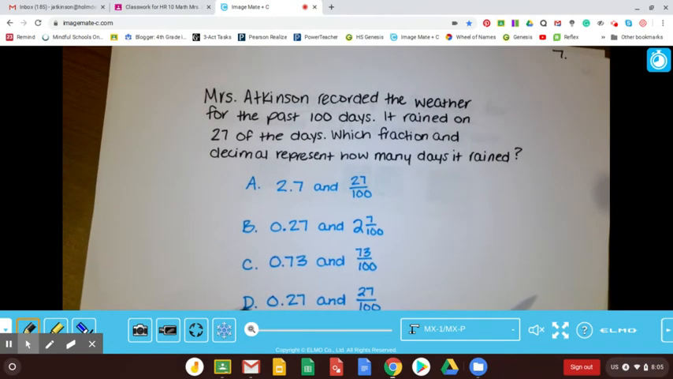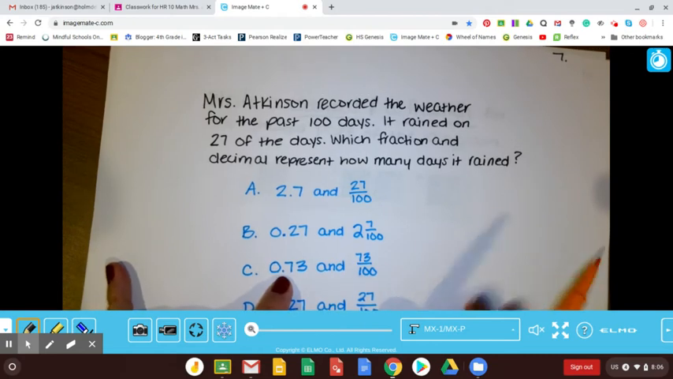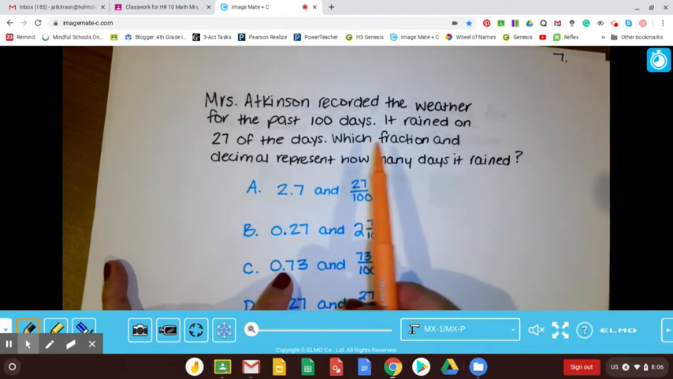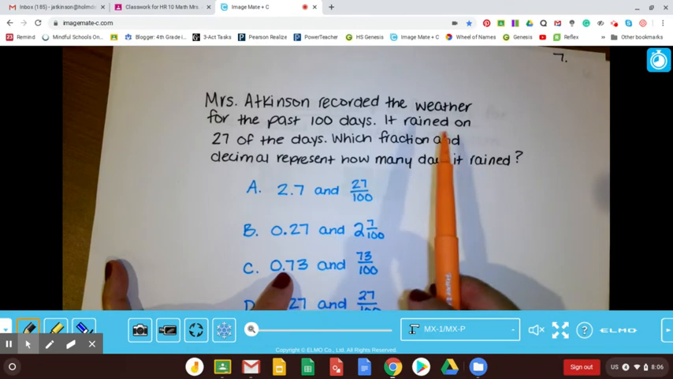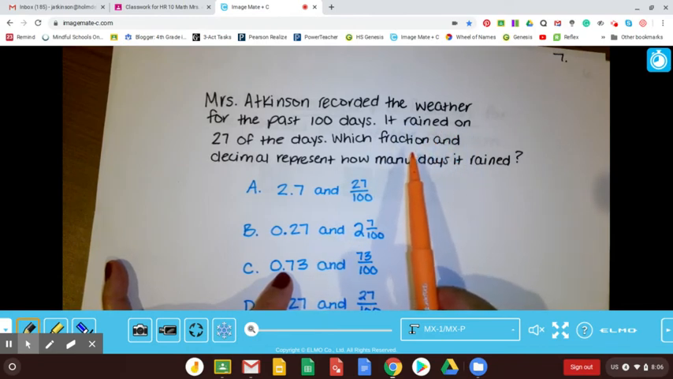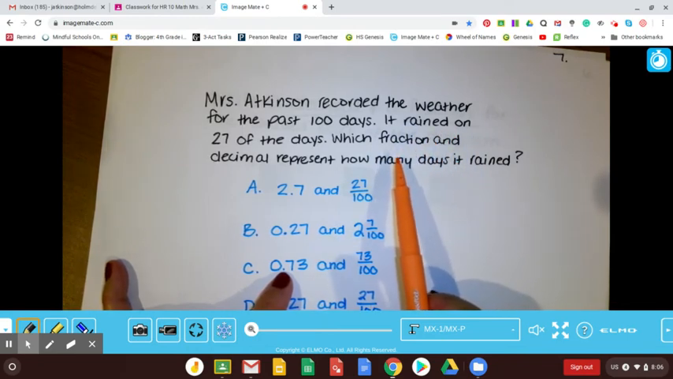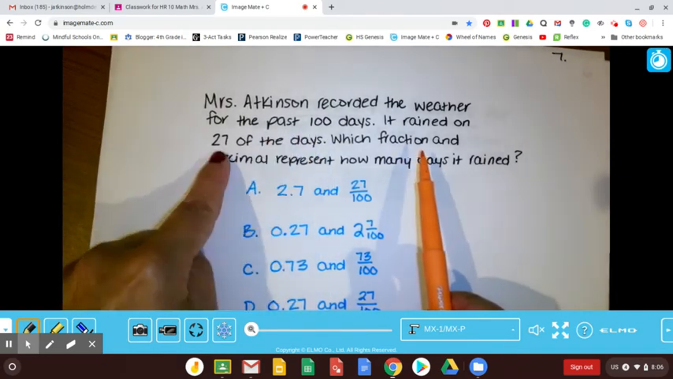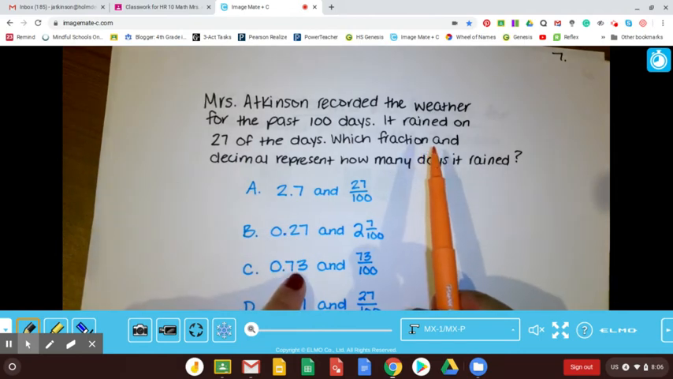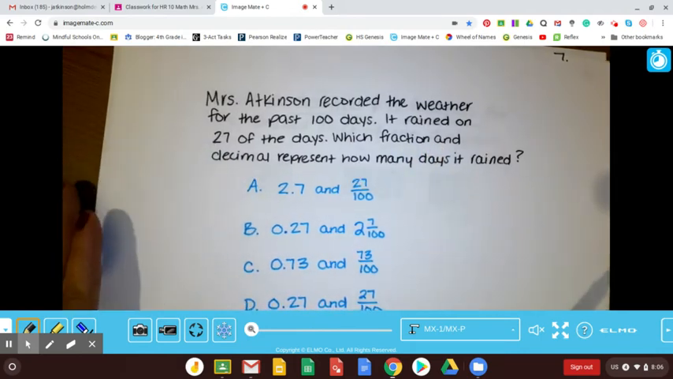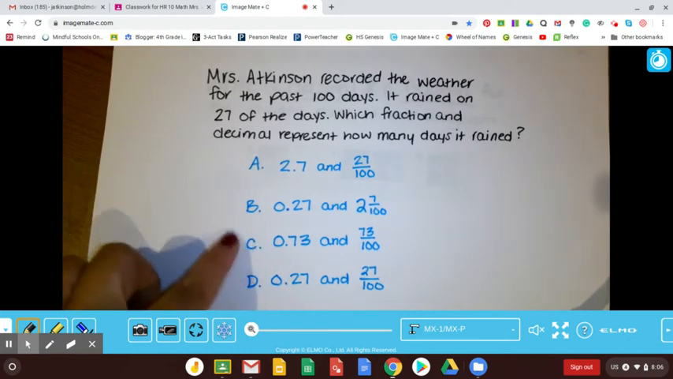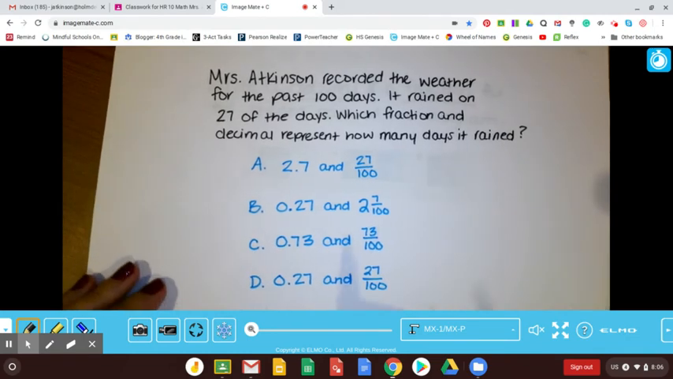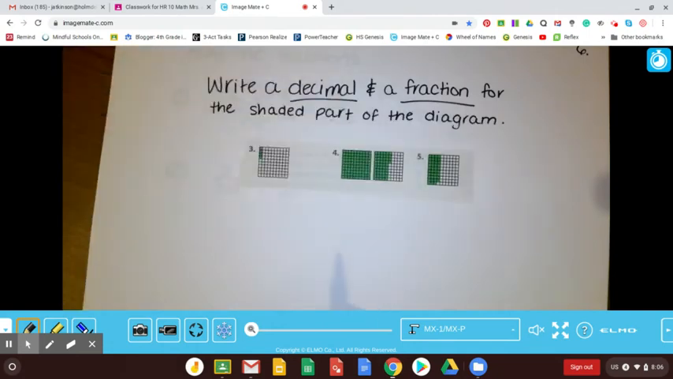And I'm wondering, why would they even put this as a choice, the 7300ths, right? Here's why. A common mistake could be, what if you read the problem wrong and you said, well, how many days didn't it rain? Did it not rain, right, out of those 100 days? Because 100 minus 27 would give me 73. So that might be how somebody interprets the question, and then they pick C accidentally. But we didn't do that. All right, let's keep moving on.